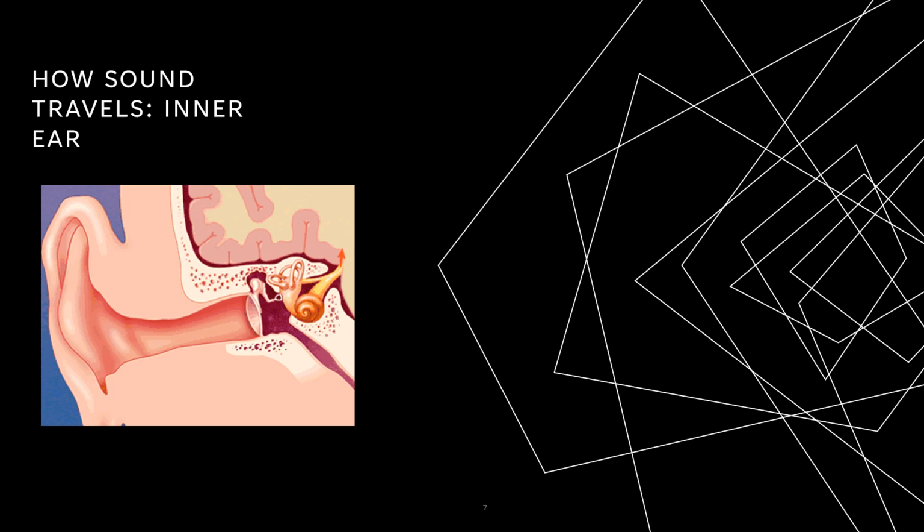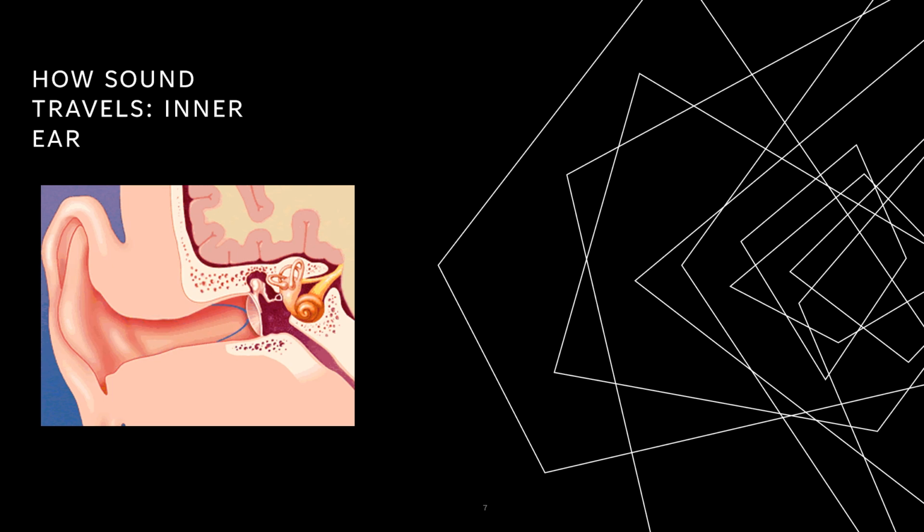Sound travels through the inner ear in a series of steps that involve the cochlea and its specialized structures. First, the sound waves are collected by the outer ear, the pinna, and directed into the ear canal where they strike the tympanic membrane. The eardrum vibrates in response to the sound waves, transmitting these vibrations to three tiny bones in the middle ear called the ossicles. The ossicles amplify and transmit the vibrations from the eardrum to the oval window.